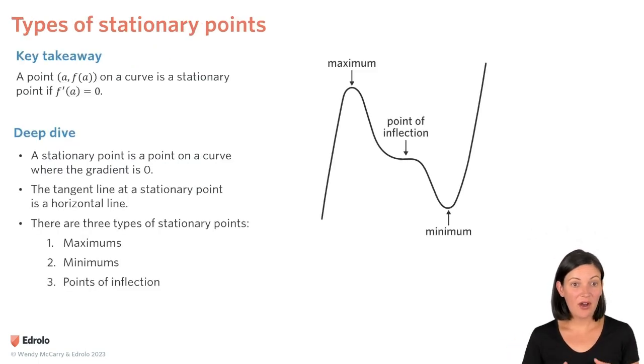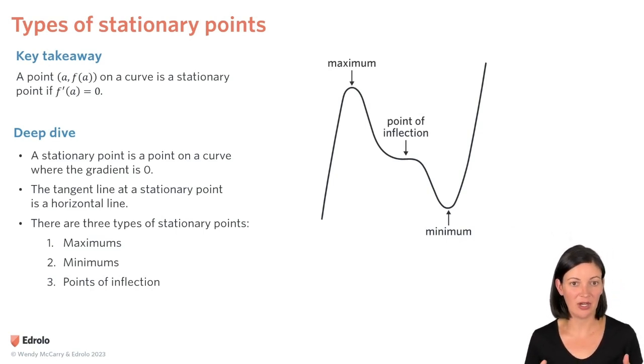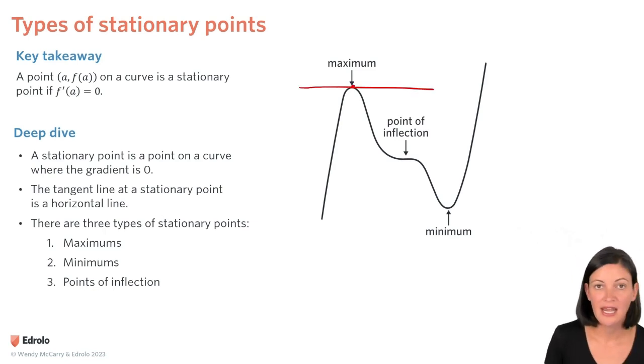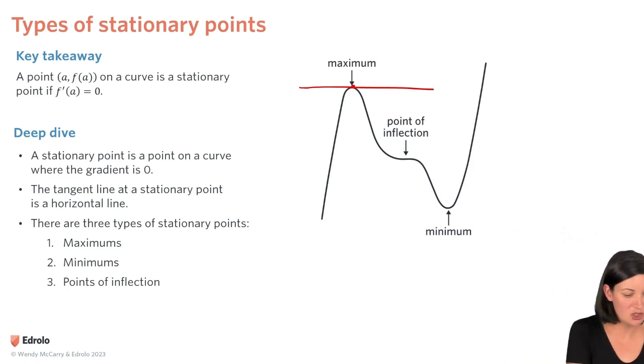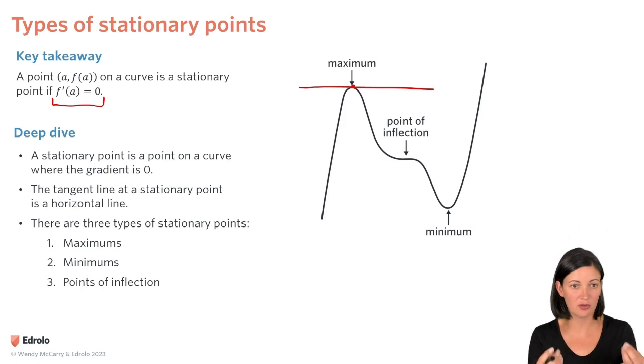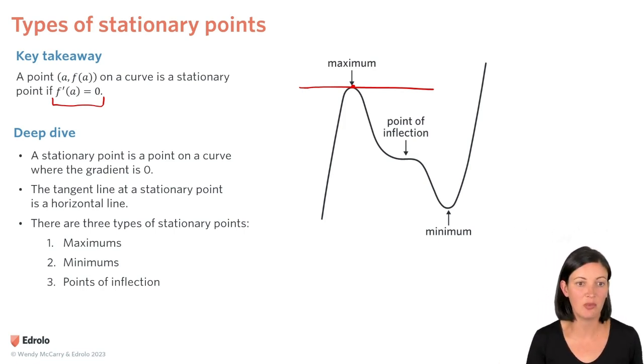So any point on a curve is a stationary point if the gradient at that point is equal to 0. Okay, so if the gradient is 0, that means that the tangent line would be a horizontal line. So something like this. And remember, the gradient is just the derivative at that point. So if the derivative at a certain point is equal to 0, we have a stationary point.